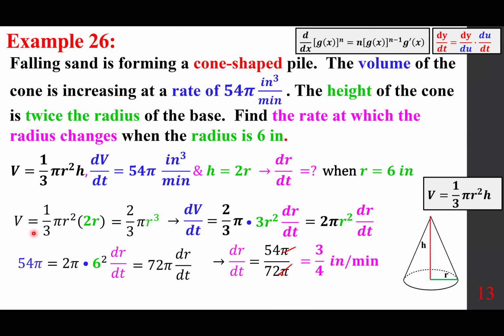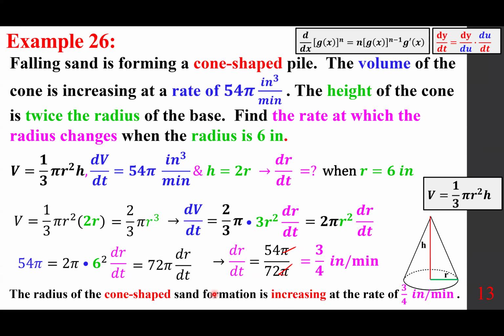Units of the radius over units of time, which means the radius of the cone-shaped sand pile is increasing at the rate of 3/4 of an inch per minute. Why is it increasing? Because this number is positive, everybody.